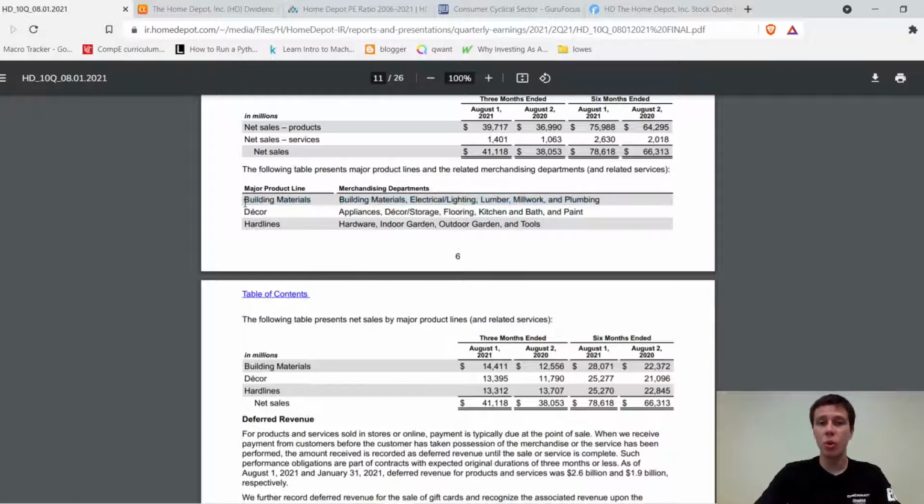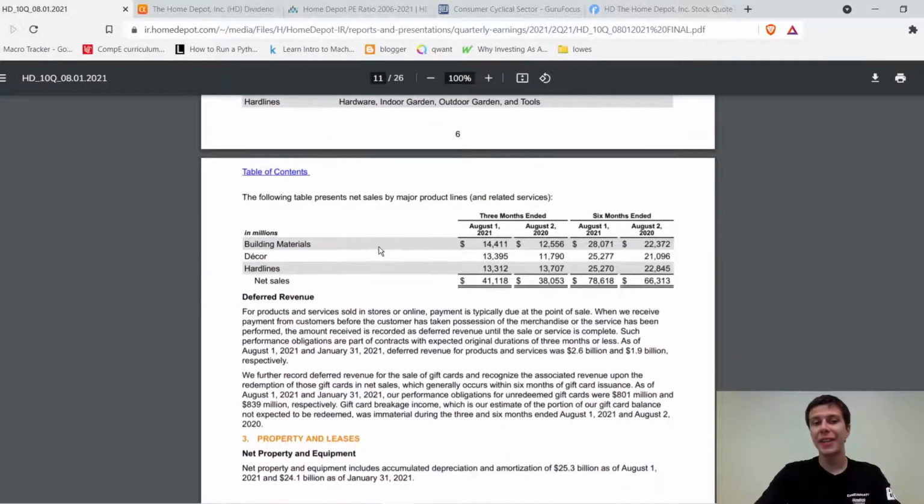Then they have decor, which is appliances, decor and storage, flooring, kitchen and bath, and paint. And then they have hard lines, which is hardware, indoor garden, outdoor garden, and tools. So the cool thing, I think, is that when they break it down like that, pretty much these revenues are very consistently split up 1/3 to each segment, which I think is pretty cool, that they have those three diverse segments, and that their revenue is split up pretty equally among those.